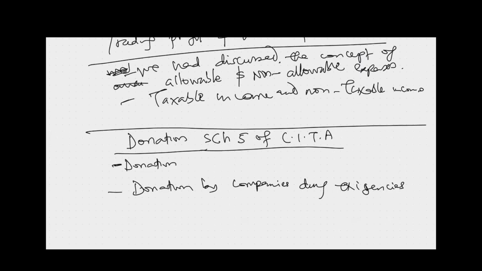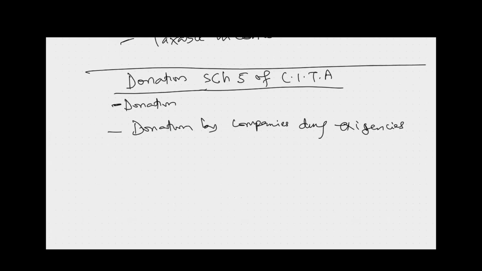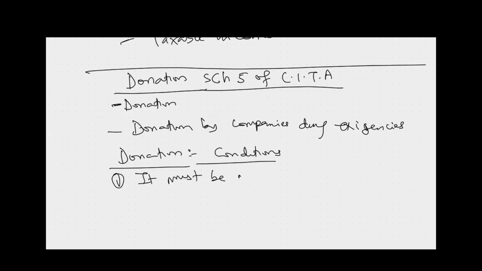Donation by a company during exigencies. Now, let's talk about the first donation. The conditions. Number one condition, it must be made out of profit. That is, if a company makes loss, such a company cannot donate. Therefore, donation must be made out of profits.